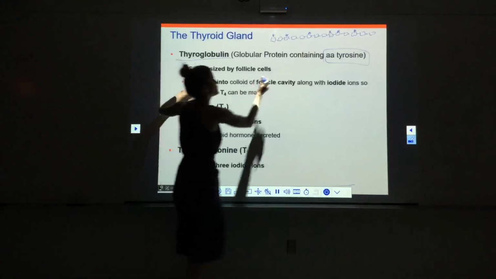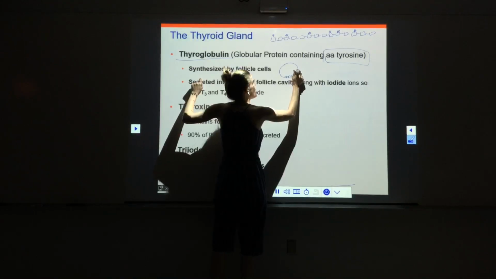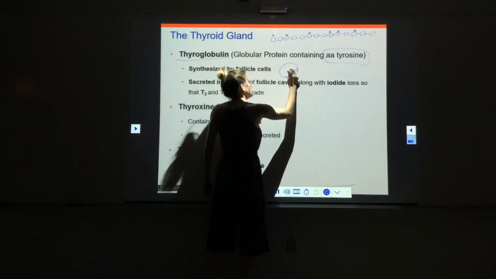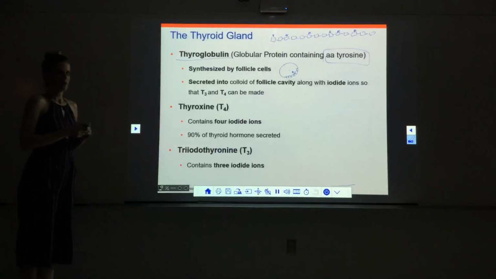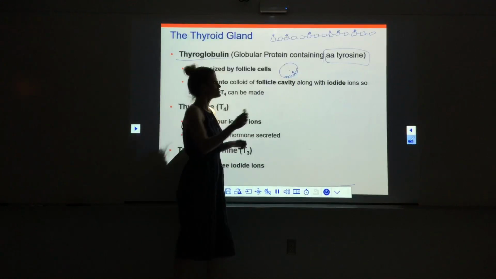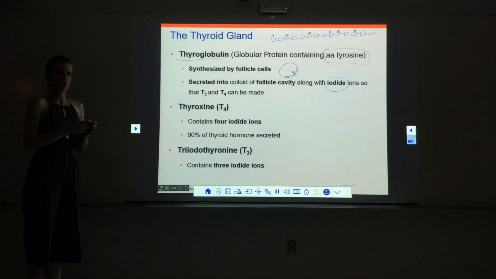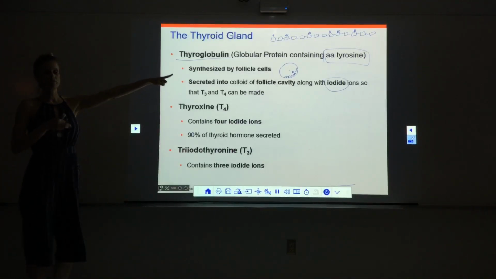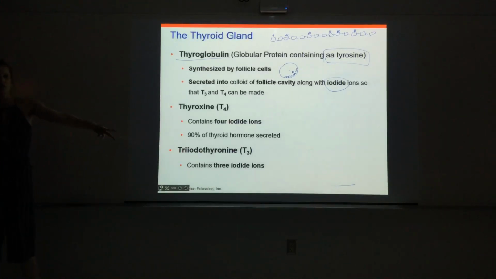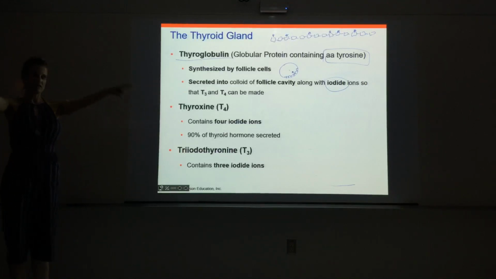It's made by the follicle cells, so it's made by the cells that are around the outside. And then the thyroglobulin gets secreted into the follicle cavity. Now, when the thyroglobulin gets put into the follicle cavity, it also has a bunch of iodide ions that it puts in there with it, because both are going to be required for the synthesis of thyroid hormones. Essentially we just want the tyrosine, but the tyrosine and the iodide ions have to get combined in order to make the thyroid hormones.